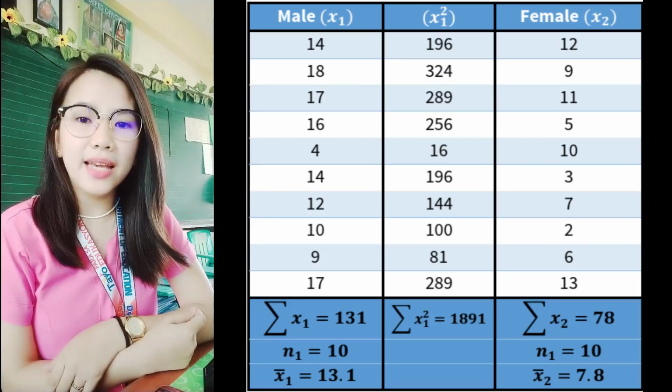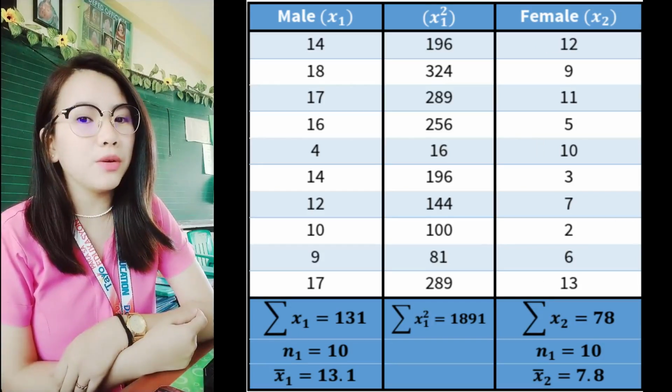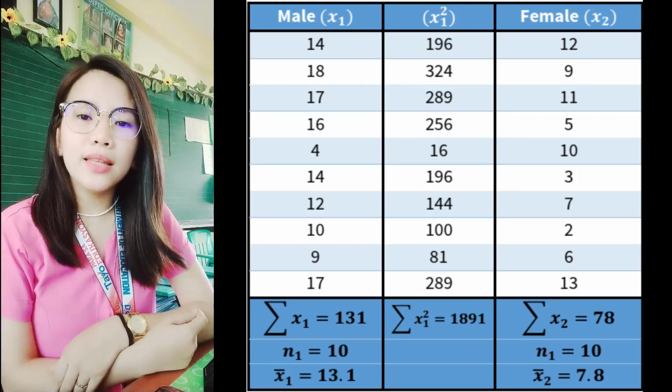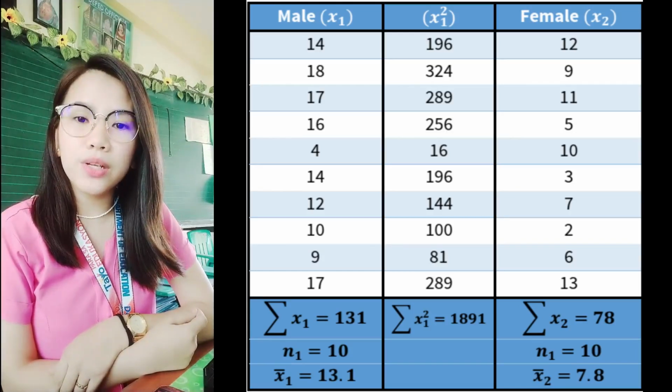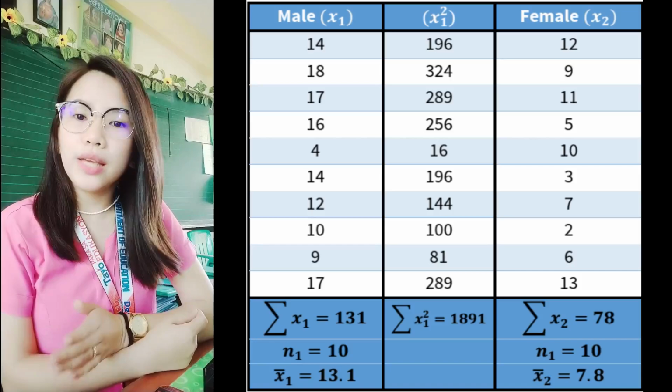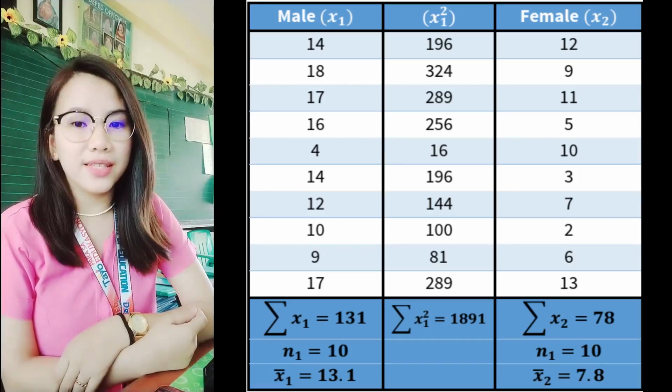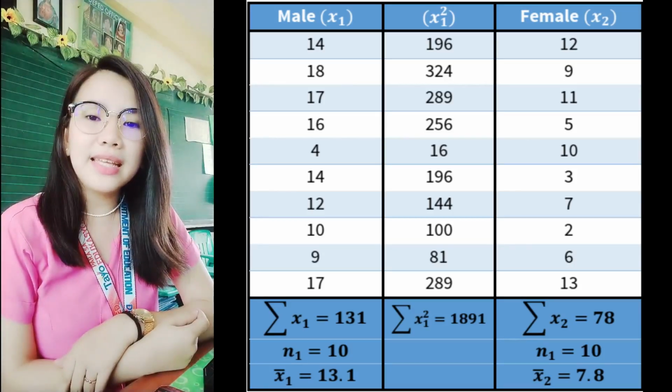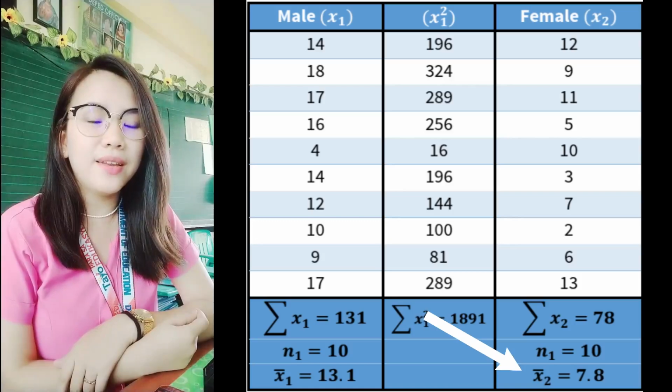Then, the sample size or kung ilang respondent ang meron ka, which is 10, we then divide our total scores divided by 10 to get your mean of the second group. So, 78 divided by 10 is equal to 7.8.